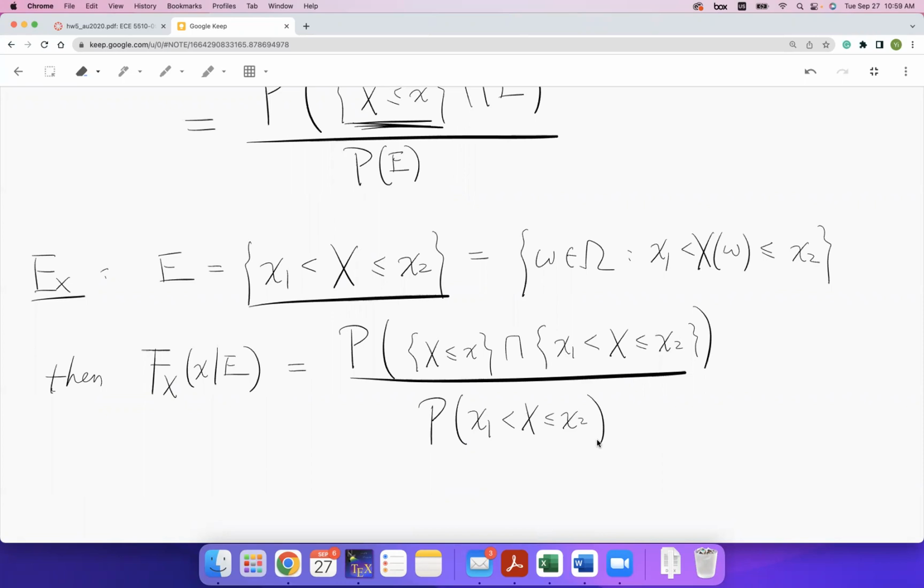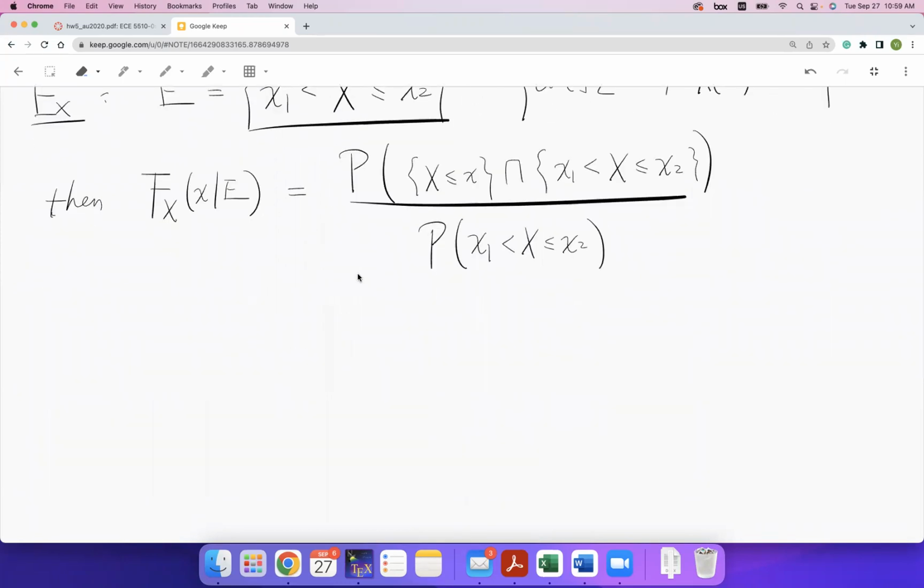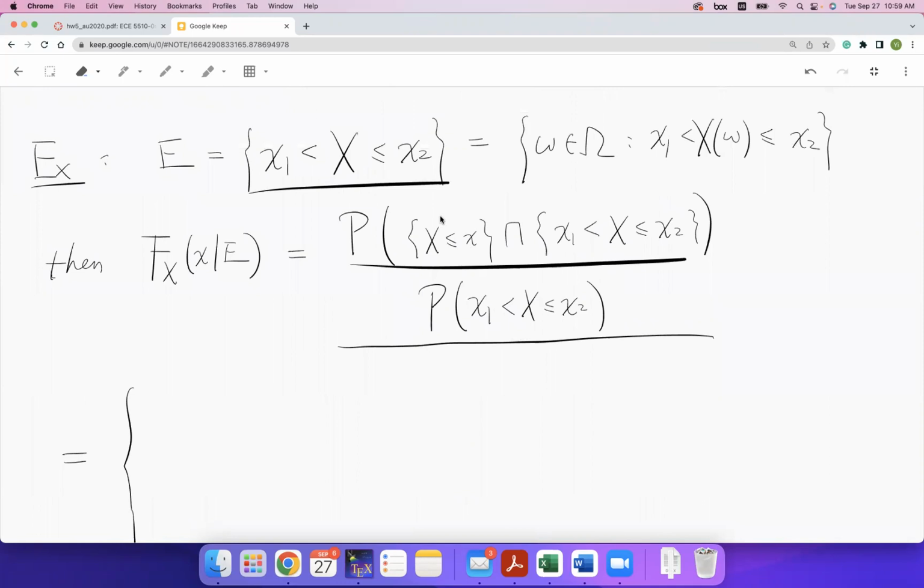Maybe, so this is the definition of this conditional CDF. And such an expression can be simplified as follows. Now it really depends on the value of x. x1, x2 are given, so the parameter here is x. This x can take any real number value, so we can discuss different cases.